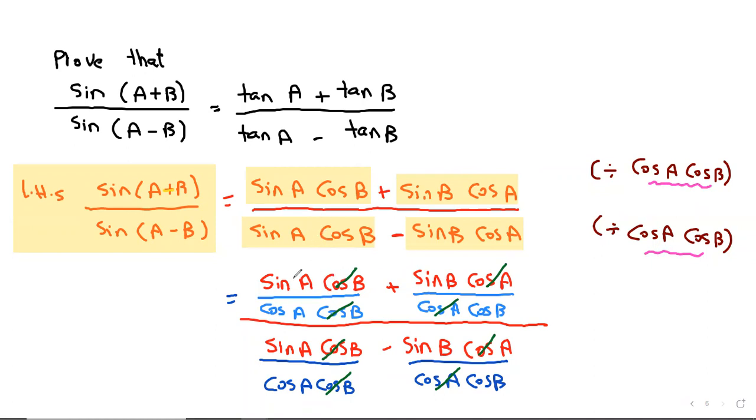When dividing them, here it's cosine B and cosine B, they are going to be cancelled. And here cosine A, they have been cancelled. And cosine B, one cancels another out here. And here cosine A and cosine A, one cancels another out. We ended up with sine A over cosine A, which is tan A, plus sine B over cosine B, which is tan B, over. Here it's sine A over cosine A, sine A over cosine A, it's tan A, minus sine B over cosine B, it's tan B.